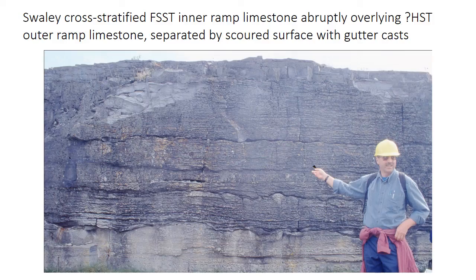The regressive surface of marine erosion can also form in carbonate environments, as shown by this example. The light gray sediments at the base of the section, or the base of the outcrop here, are outer ramp limestones, probably the HST. This irregular surface is the scoured regressive surface of marine erosion with gutter casts. And above it are darker gray inner ramp limestones with abundant swaley cross-stratification, which if you look closely you can see these large scooped out swales. And this represents deposition during the falling stage systems tract again.